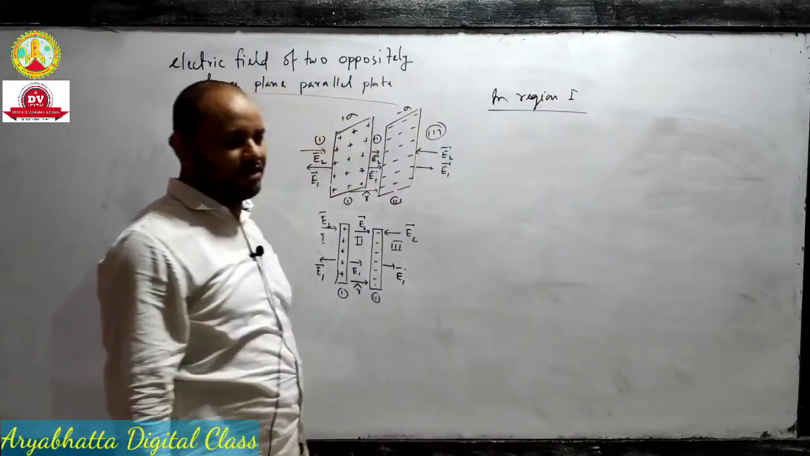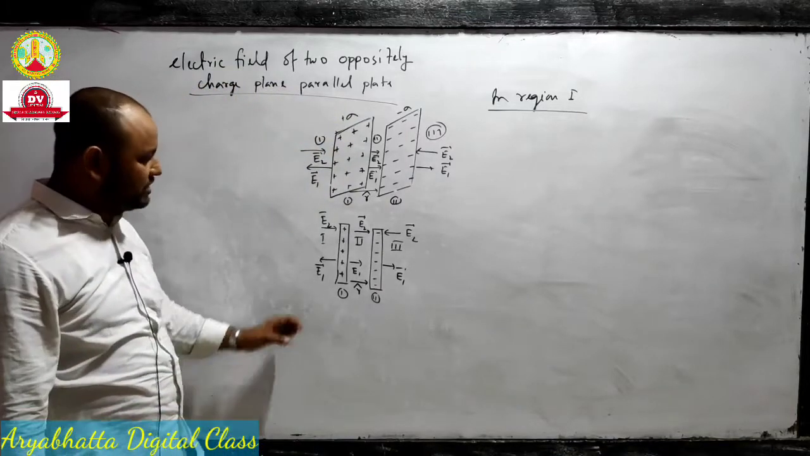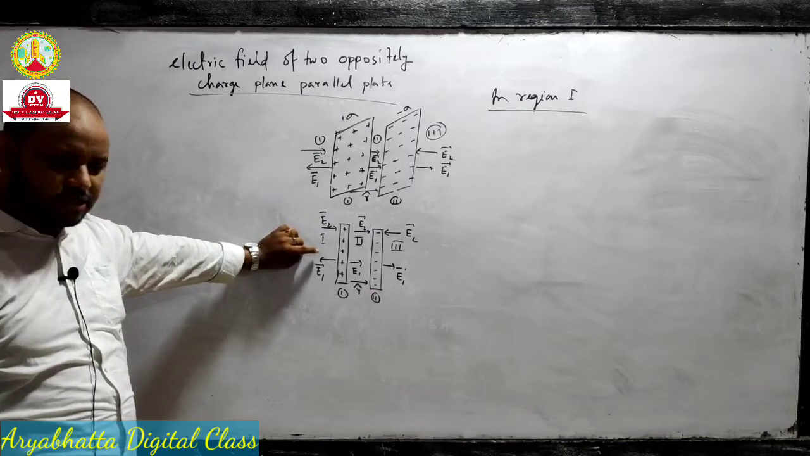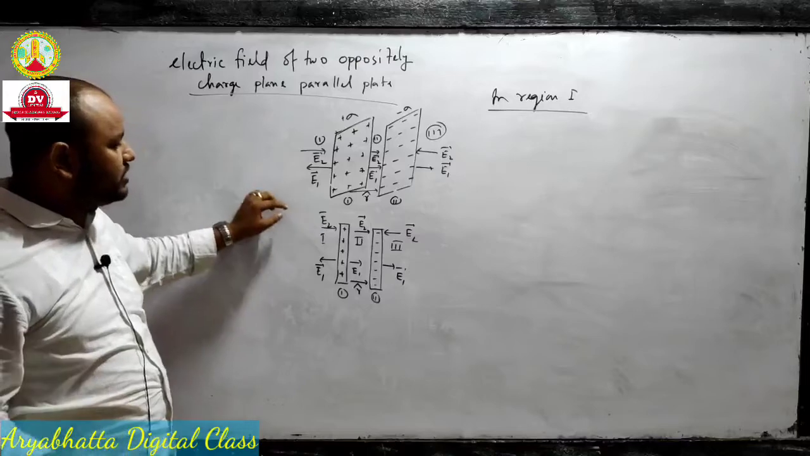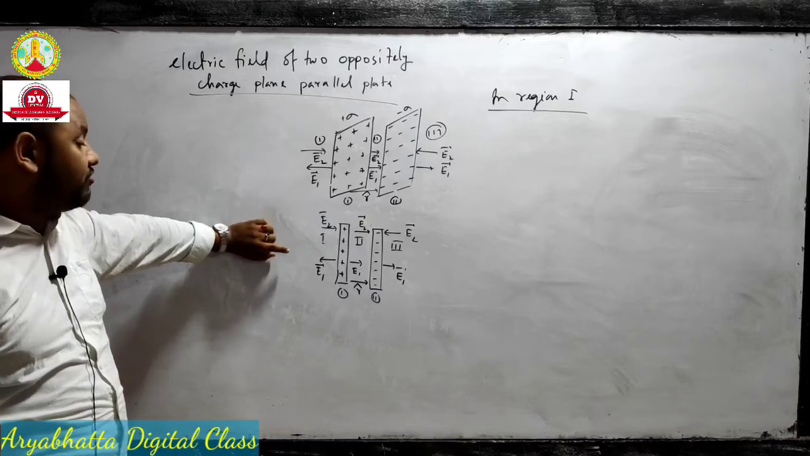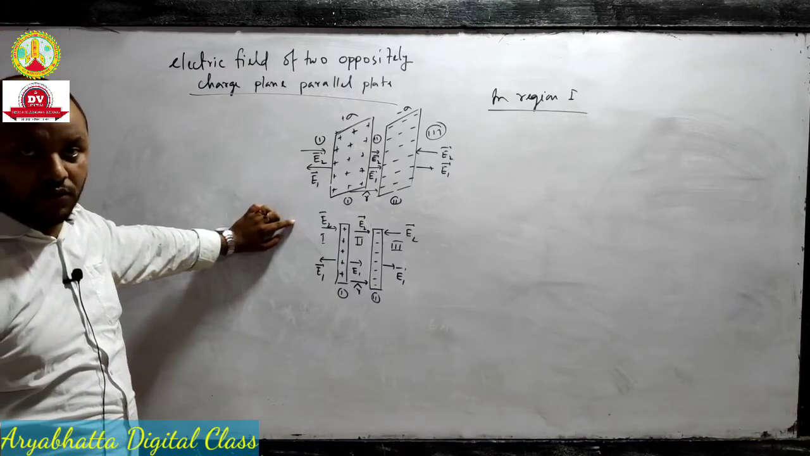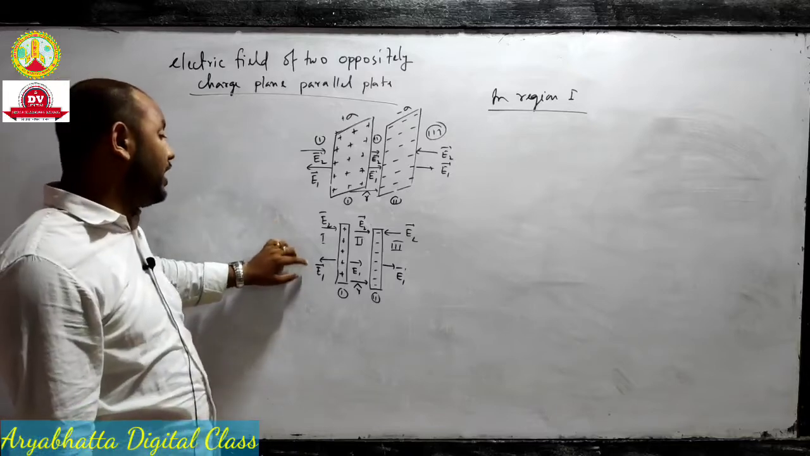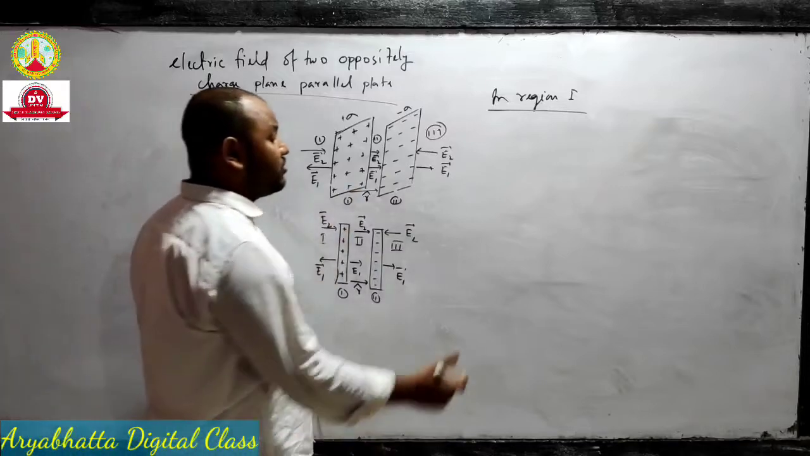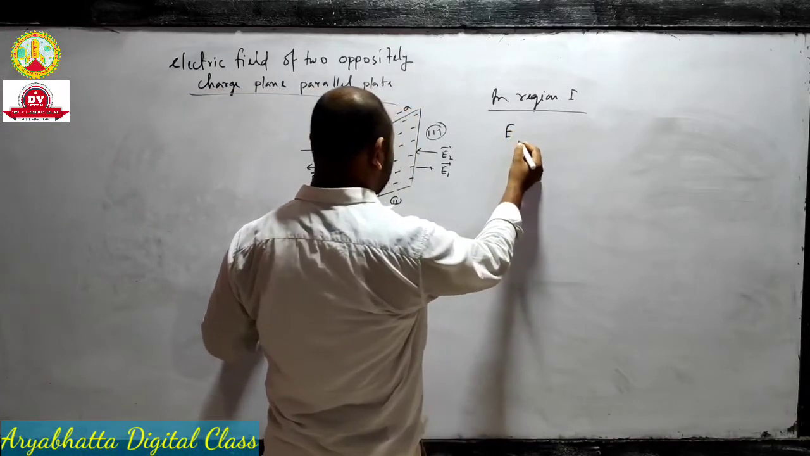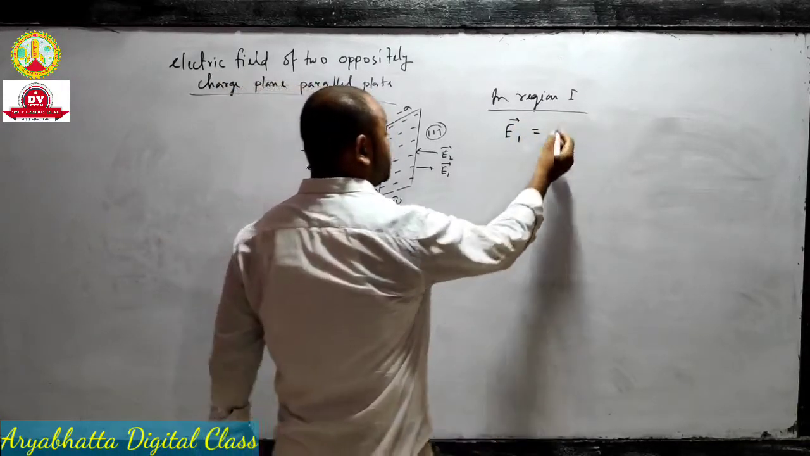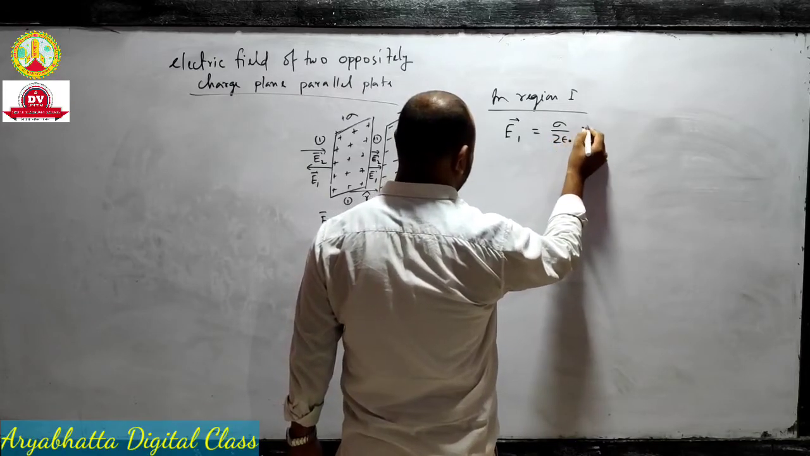what is the value of the electric field? What is the total electric field? Suppose this is region 1, where E1 is the electric field due to the positive charge, which is diverging, and E2 is the electric field due to the negative charge. You can see that in region 1 the directions of E1 and E2 are opposite. E1 is the electric field due to the positive plane sheet. What is its value? The value of the electric field will be equal to sigma by twice epsilon naught r cap.